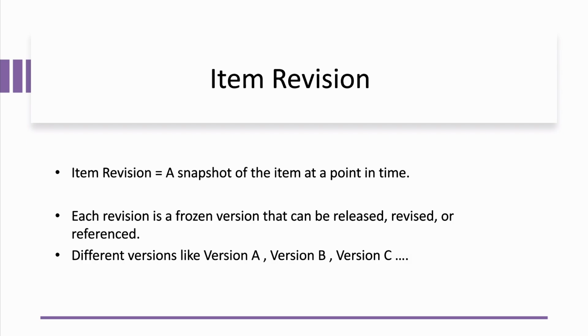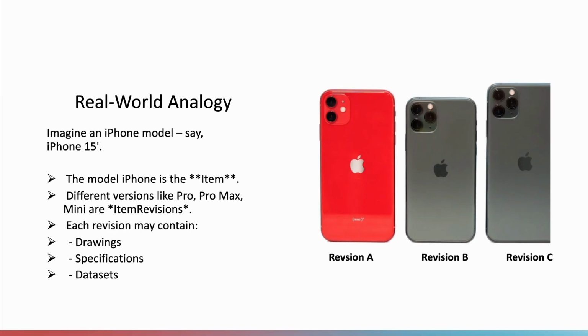Let's make this simple with the iPhone. The base model iPhone 15 is the item. The iPhone 15 Pro is one revision. The iPhone 15 Pro Max is another revision. And each of these revisions will have files attached to it, like the phone's measurements, design drawings, and specifications. So Apple engineers and suppliers can always see which model they are working on.